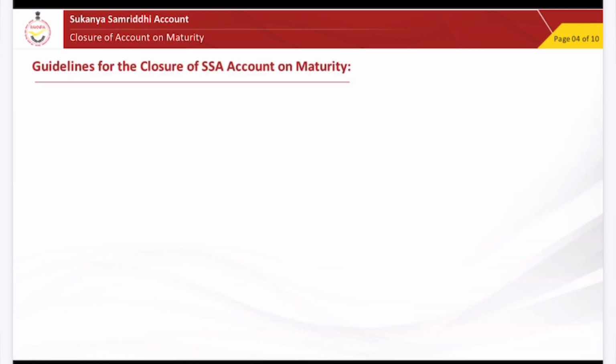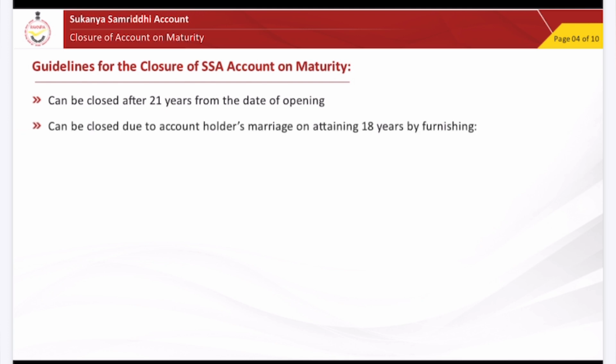Now understand the guidelines for the closure of the SSA account on maturity. The account can be closed after 21 years from the date of opening. The account can also be closed in the event of the account holder's marriage on attaining the age of 18 years, on request by the account holder, the girl child, for her intended marriage, on furnishing a declaration duly signed on non-judicial stamp paper, attested by the notary.